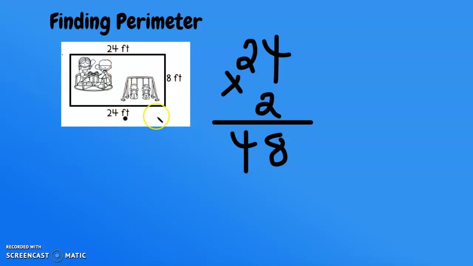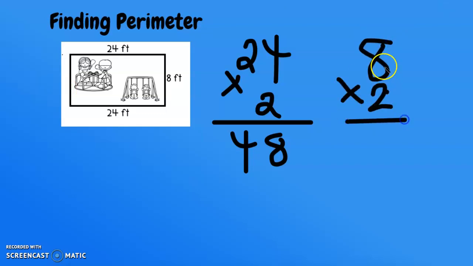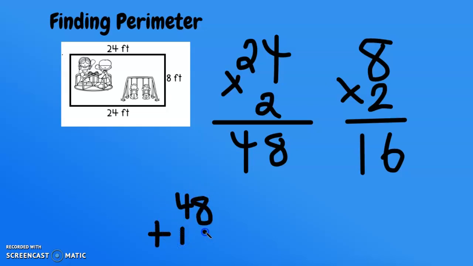Now I'm going to go to my width. I have 8 here. That means I have an 8 over here. So I'm going to take 8 times 2. I know this answer is 16. Okay, I'm not done. I now have to add 48 plus 16.